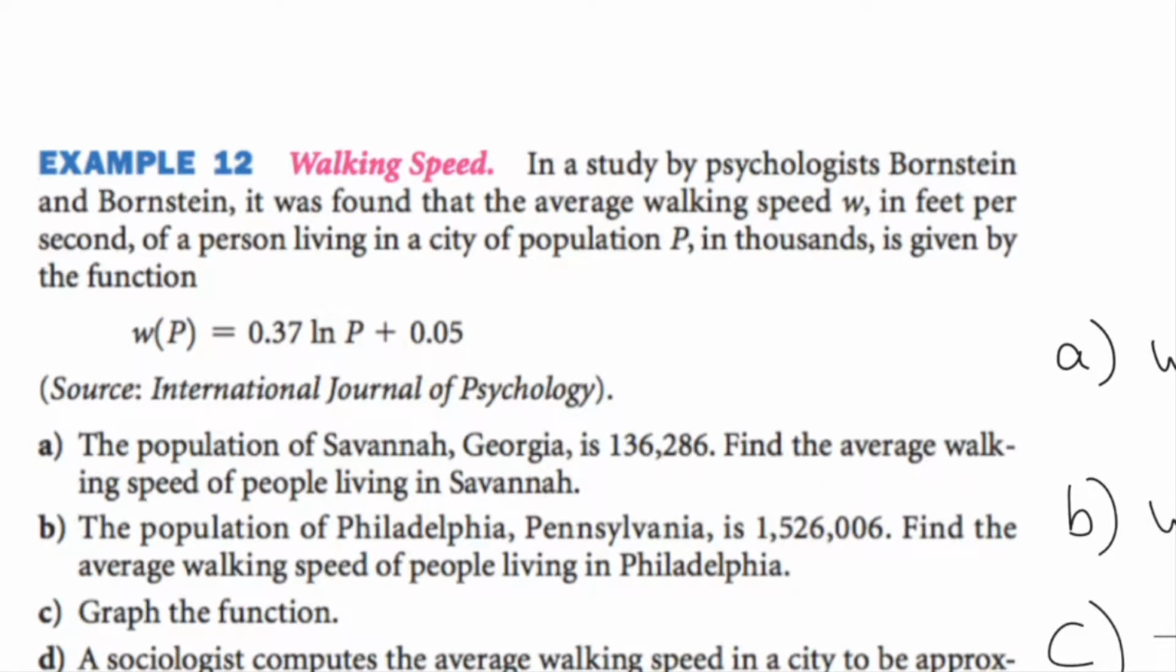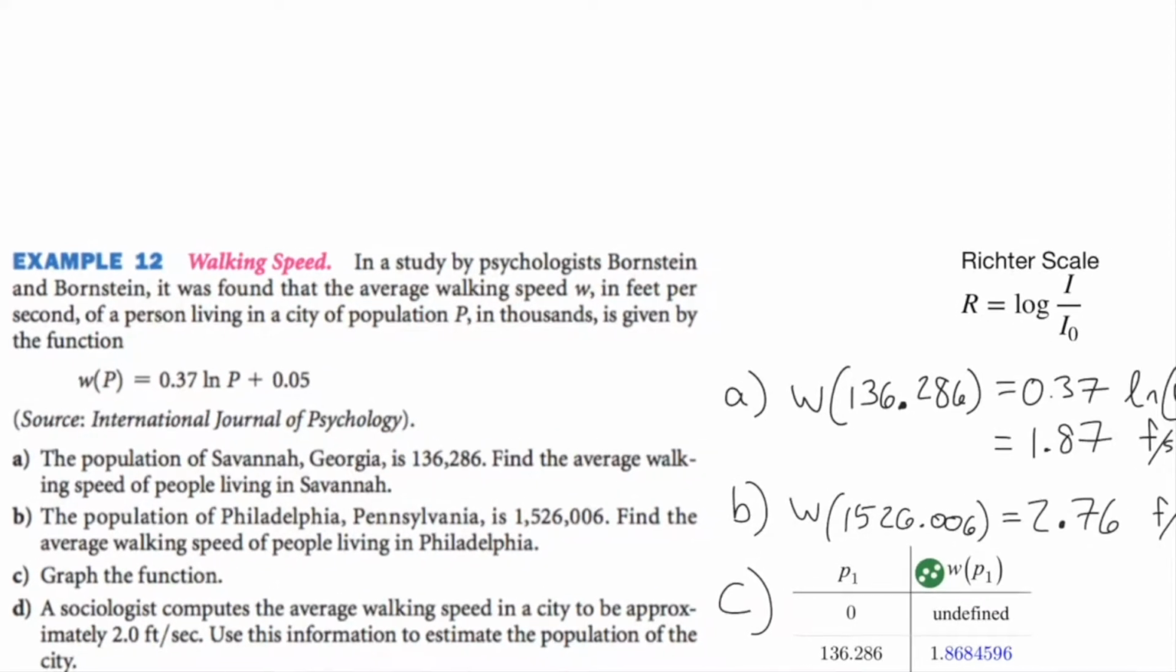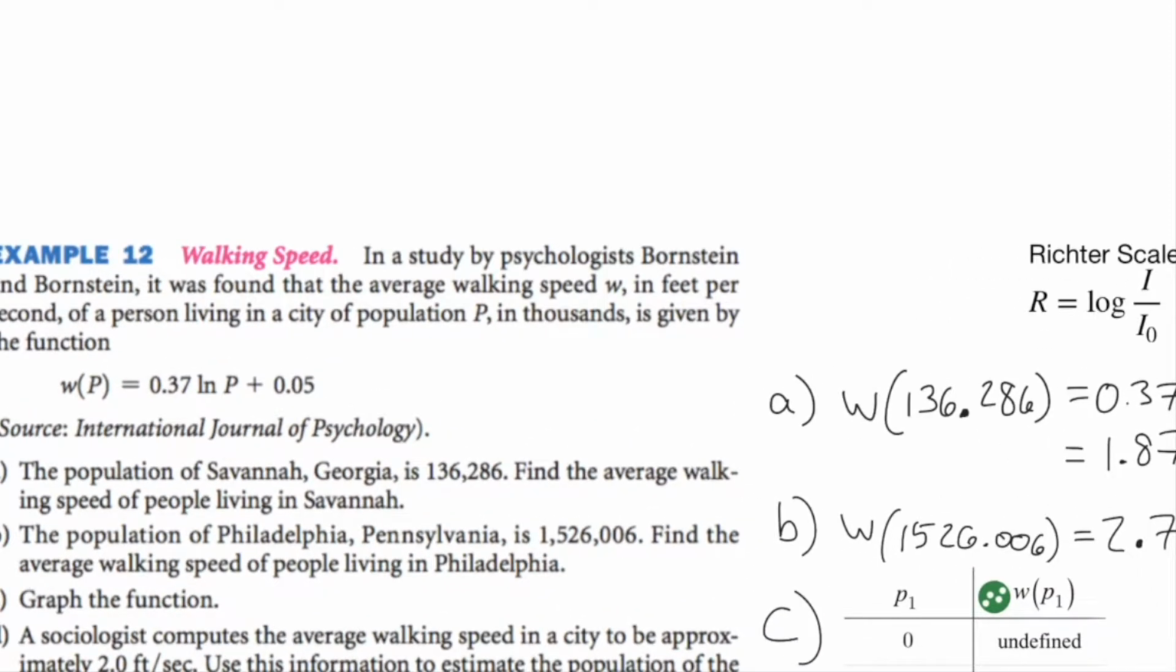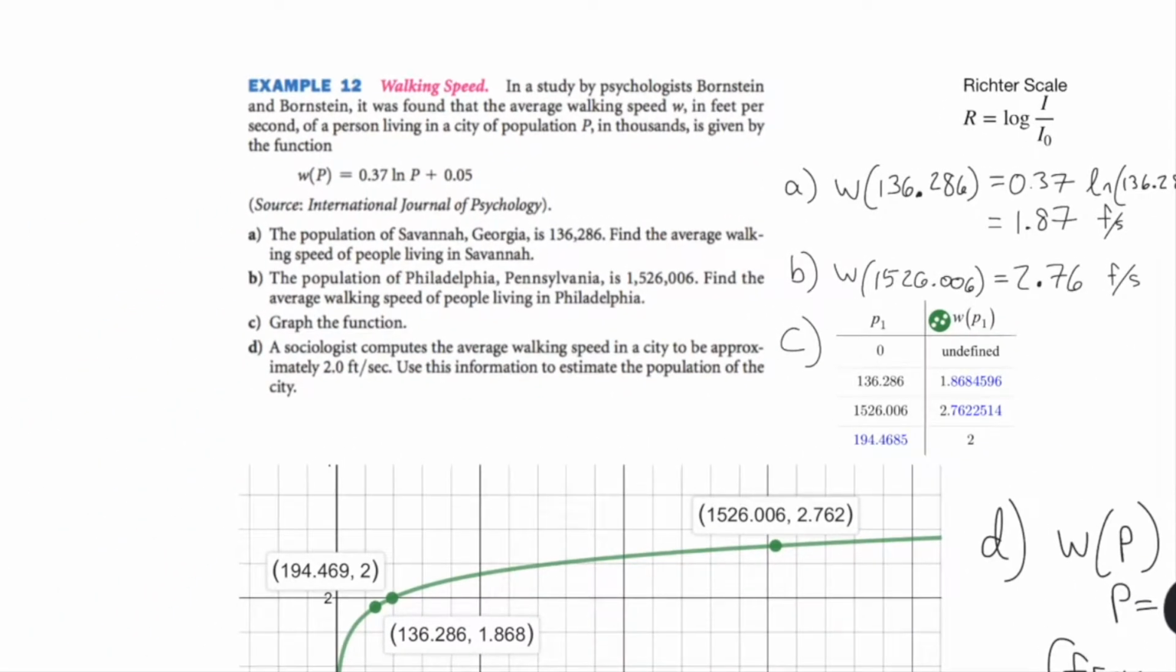Example 12, walking speed. In a study by psychologists Bornstein and Bornstein, it was found that the average walking speed, W, in feet per second of a person living in a city with population, P, in thousands, is given by this function. And it's actually kind of interesting. I've experienced this. When you live in small towns, people walk slow. When you live in really big cities, people walk fast. It's not like it's a huge difference, but the more people there are in a city, the faster they're going to walk. And they found this relationship.